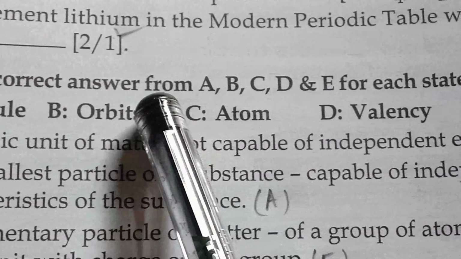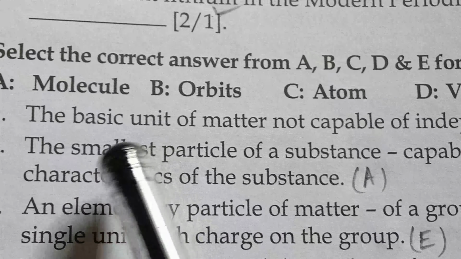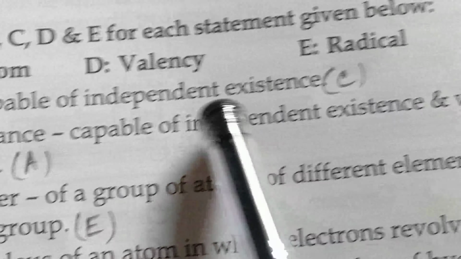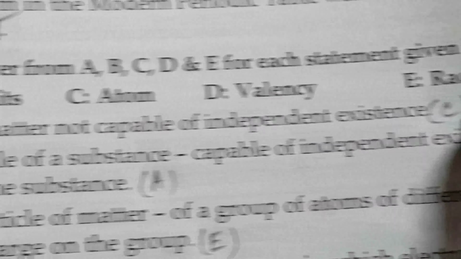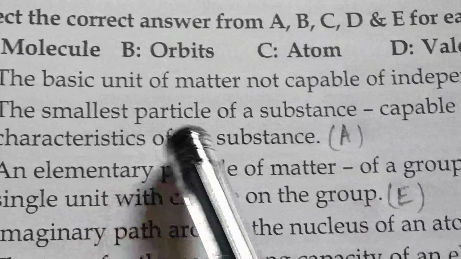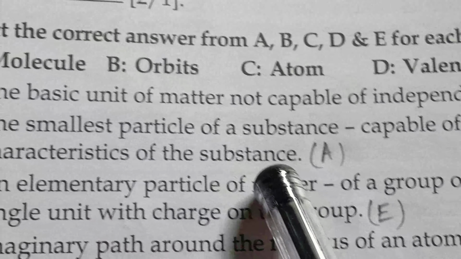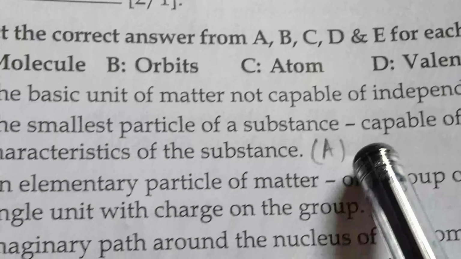Next, select the correct answer from A, B, C, D and E. The options are: molecule, orbit, atom, valency, radical. Next, the basic unit of matter not capable of independent existence. All of you know, the answer is atom. That's why I have written C. The smallest particle of a substance capable of independent existence and which retains the properties of the substance. The answer is molecule. That's why I have written A.